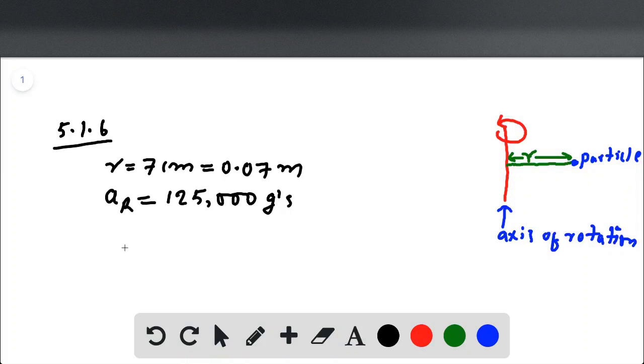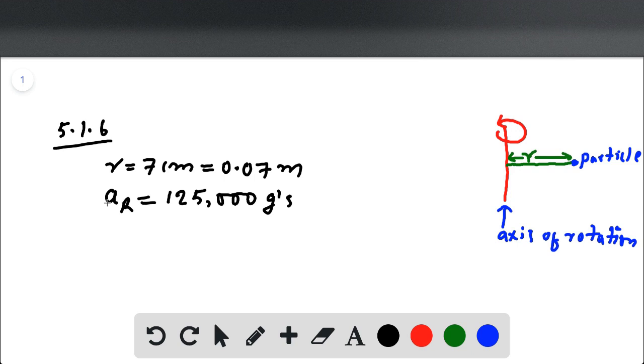So this is problem number 6 from chapter 5. We have a particle in a centrifuge, which is at a distance of 7 centimeters from the axis of rotation of the centrifuge. That means R is 7 centimeters, which is equal to 0.07 meter. And the acceleration of that particle at that distance is 125,000 Gs. So based on the information here, we want to find out the velocity of that particle in terms of revolutions per minute.